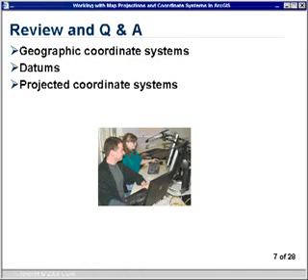So now we'll have our first review and Q&A session. We talked briefly about geographic coordinate systems and what's contained in the geographic coordinate system. We talked about datums and how that is part of a geographic coordinate system but is not actually the same thing. And then we also talked about projected coordinate systems and talked about false easting and northing parameters. So now I'll turn it over to Ian to help answer your questions.